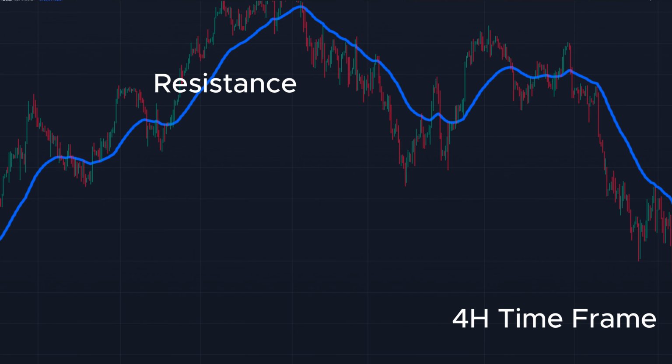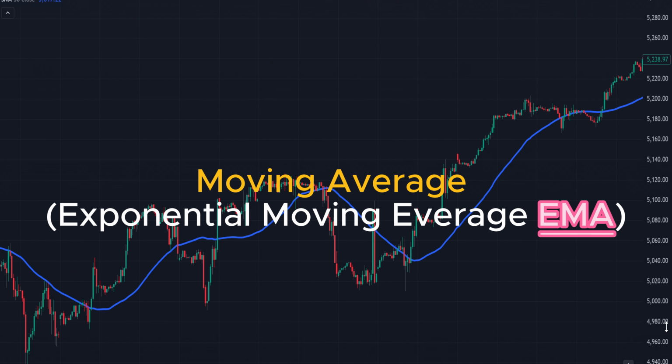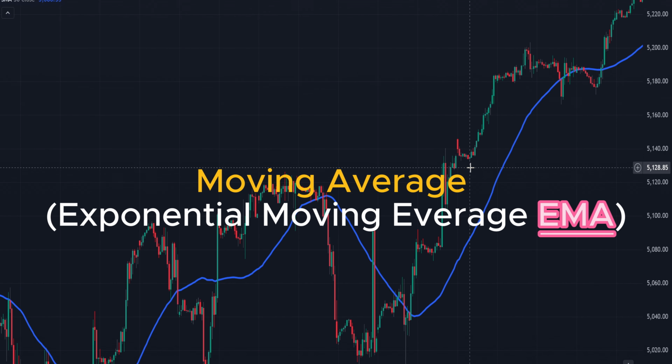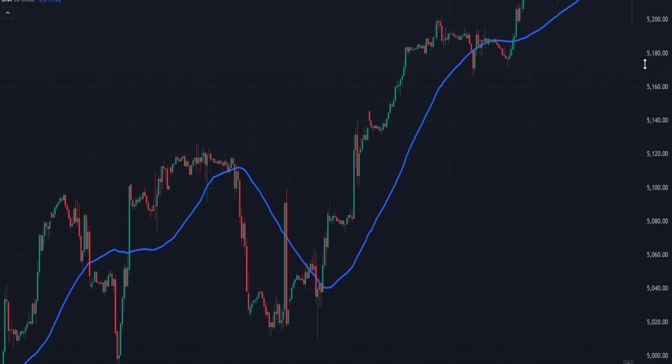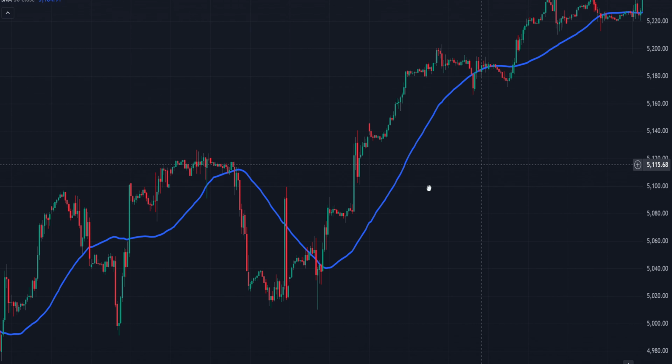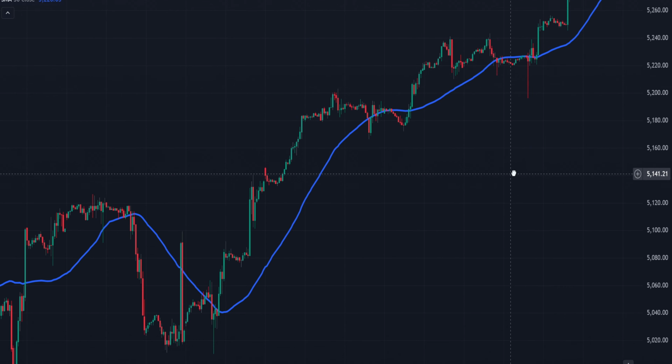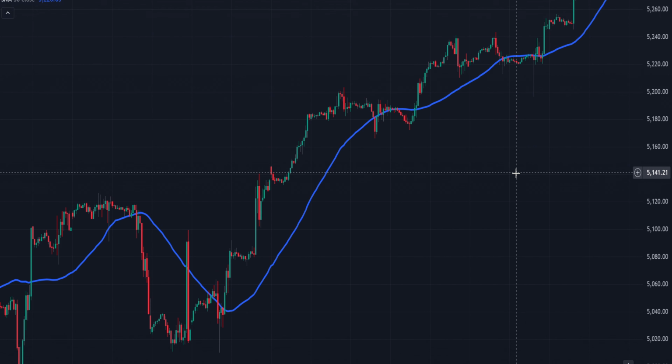Firstly, let's define moving averages. They're indicators applied to charts to smooth out price fluctuations and highlight trends. Rather than getting bogged down in technicalities, what matters most is how we demonstrate practical applications of moving averages.